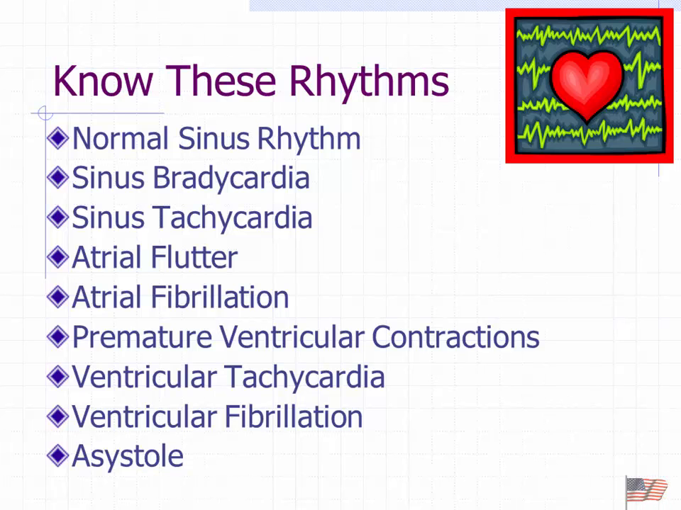PVC, big uglies, right? When are they bad? When they come with friends? When they come with friends from different neighborhoods? When they're on the T wave. VTAC, VFib, and asystole. So you should be able to identify those rhythms. I don't think that's too much to ask. And again, you can find it in Egan.